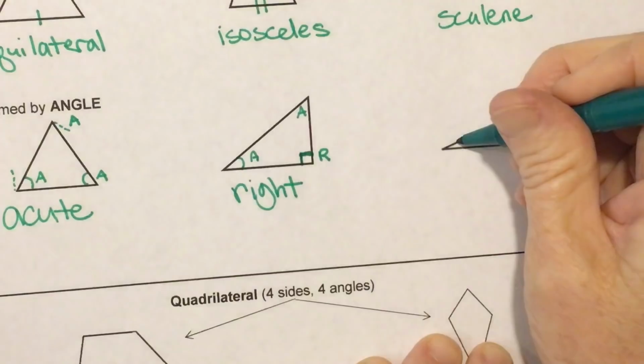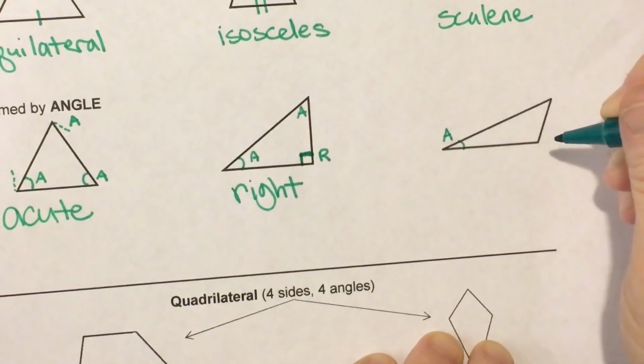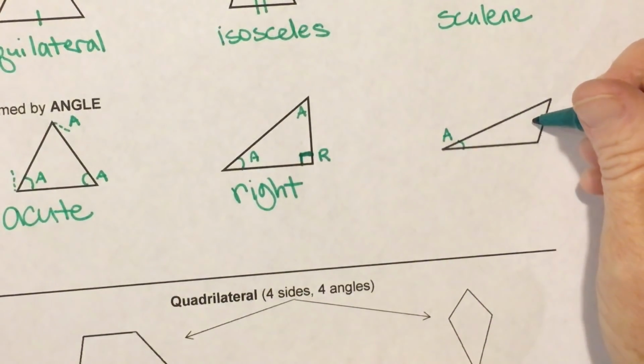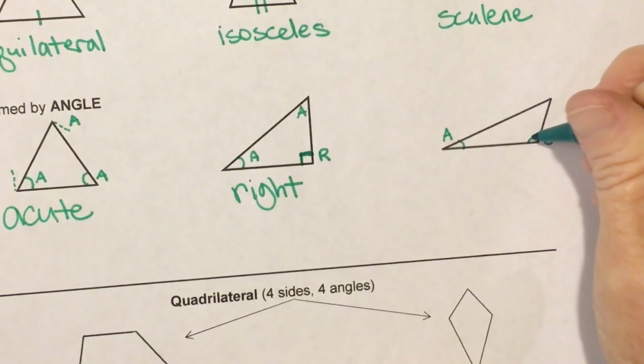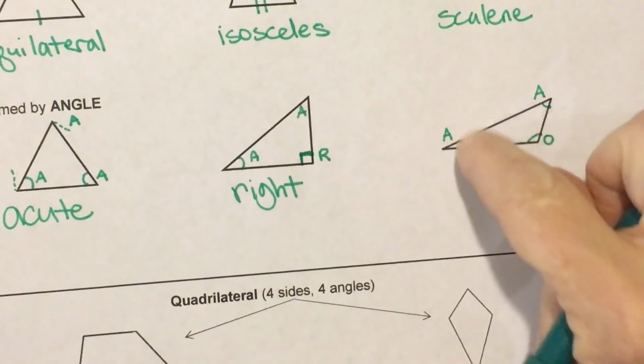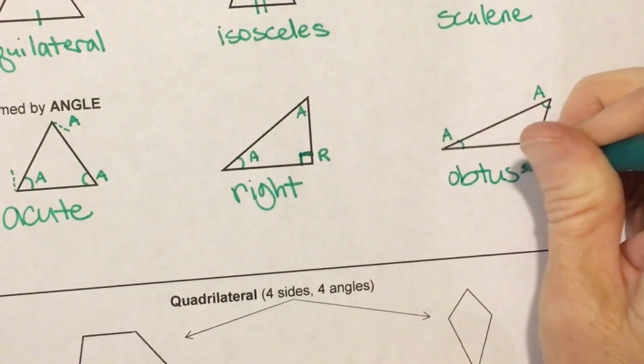Now this one is definitely an acute. This one, if you think about how big a 90-degree angle is, a perfect L, this one's bigger, so that's an obtuse angle. And then this one is also an acute. So because there's one obtuse angle, we call it an obtuse triangle.